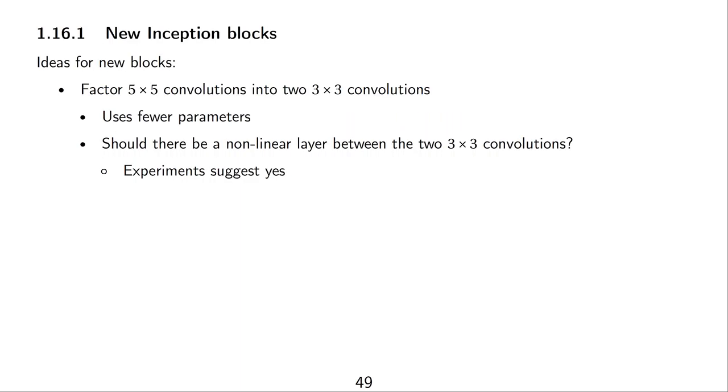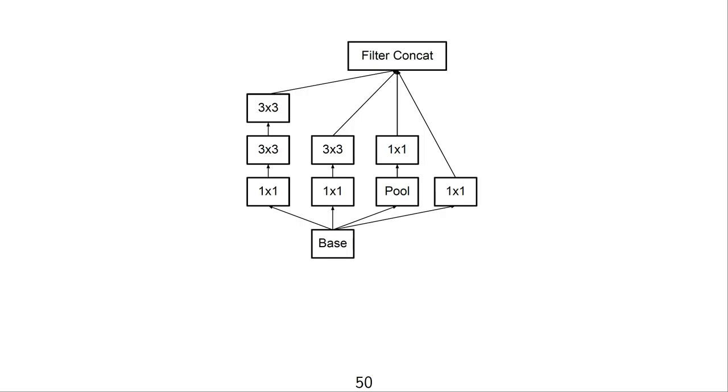Again, to make things cheaper, one idea is to factor convolutions. So factoring a 5x5 convolution could be done by using 2 3x3 convolutions. This uses fewer parameters and fewer computations. One design choice is, again, should there be a nonlinear layer between 2 3x3 convolutions? And here experiments suggest that having a nonlinear layer is better than not having a nonlinear layer.